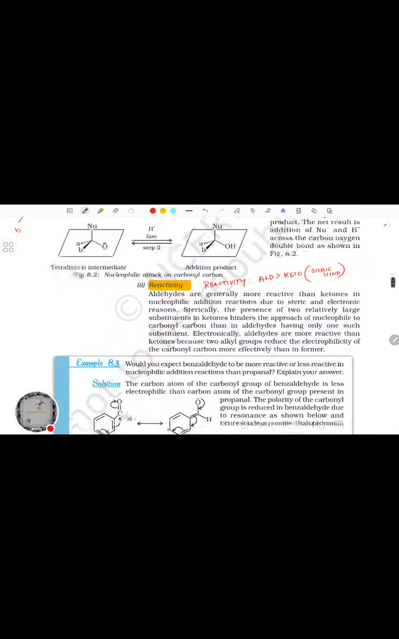is higher due to steric hindrance. Sterically, the presence of two relatively large substituents in ketones hinders the approach of the nucleophile to the carbonyl carbon more than in aldehydes, which have only one such substituent. Electronically, the aldehydes are more reactive than ketones because two alkyl groups reduce the electrophilicity, and that's one factor.